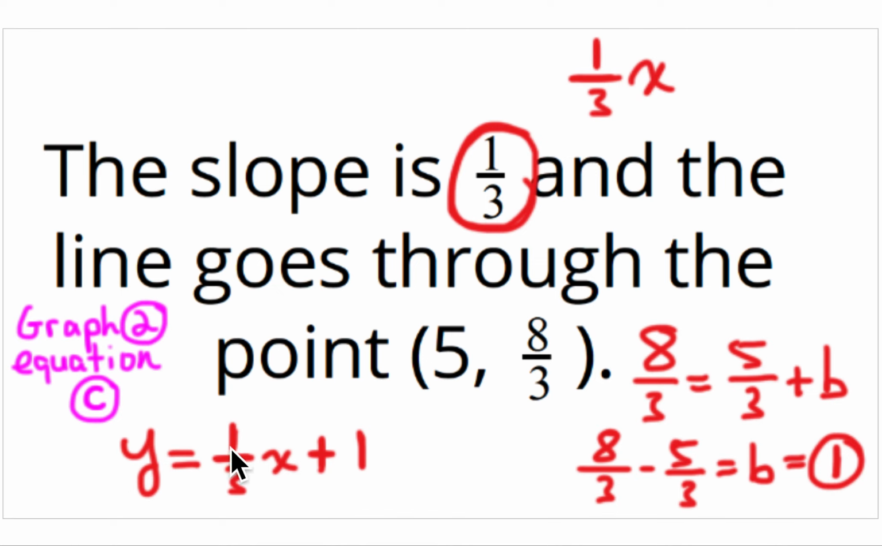So the equation becomes y equals 1/3 x, plus the y-intercept, which is 1. Sorry about that, kind of made a mess of this. But again, it's messy thinking about this stuff. It's tough to go through this stuff and think clearly about it. So this is graph 2, equation C. Tough stuff.